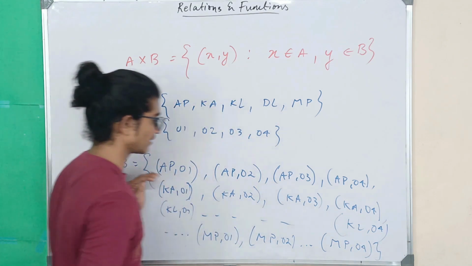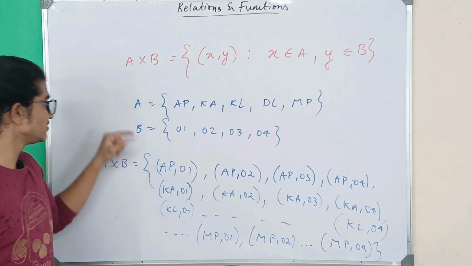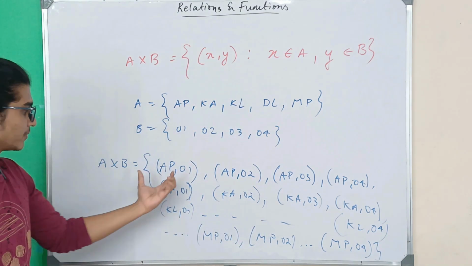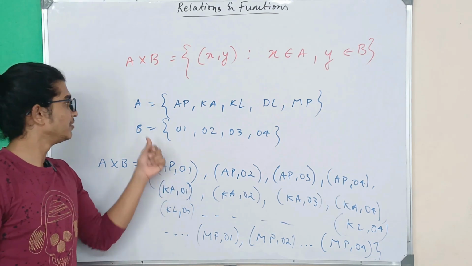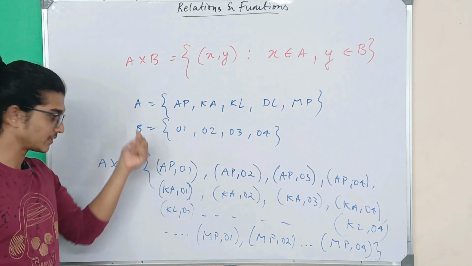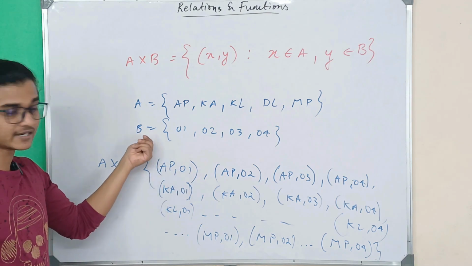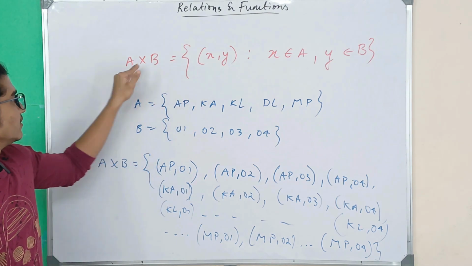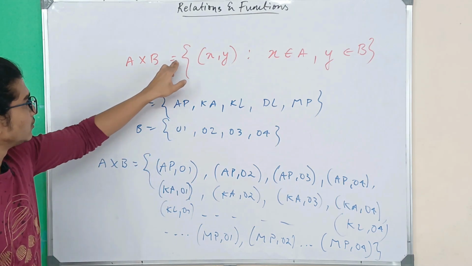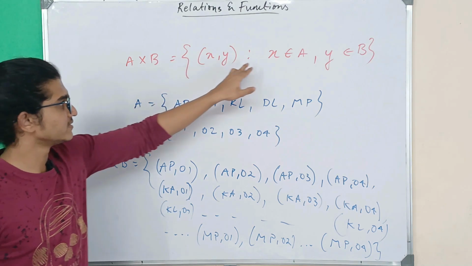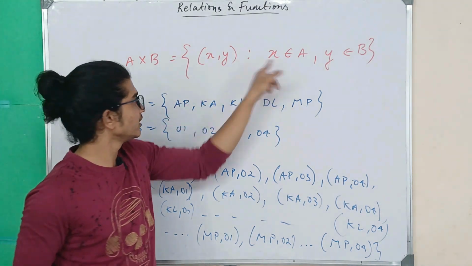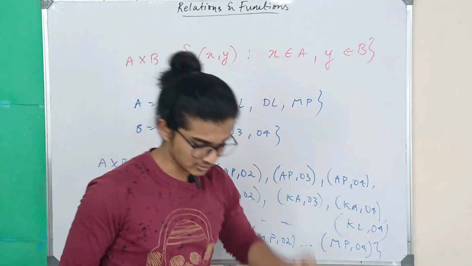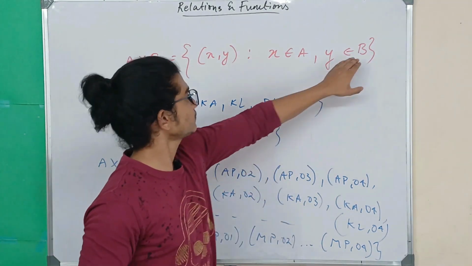So this is the Cartesian product of two sets. Basically you create ordered pairs like this, where the first element belongs to the first set and the second element belongs to the second set. So that's the definition: A cross B equals the set of (x, y) such that x belongs to A and y belongs to B.